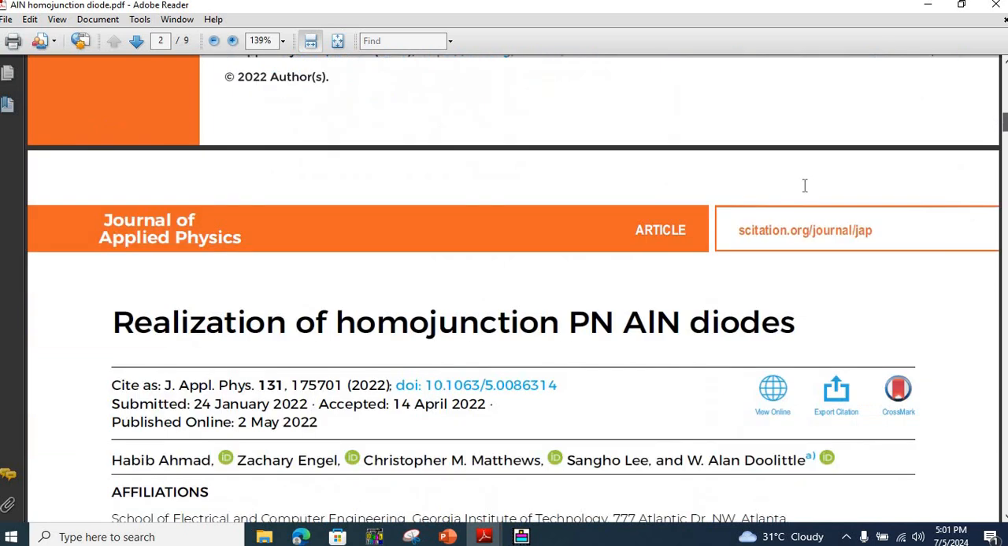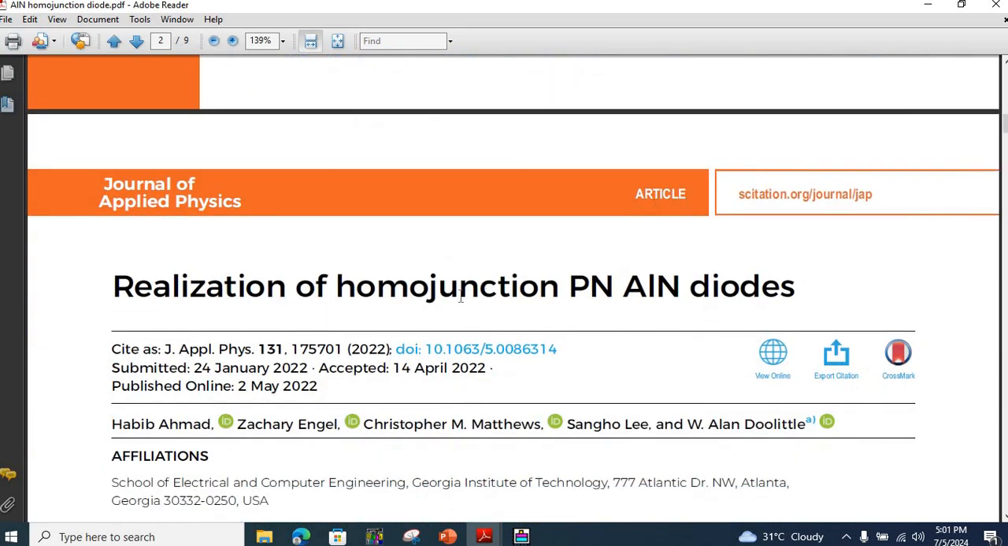Here we have demonstrated N-type doping of aluminum nitride, and we also demonstrated a homojunction PN aluminum nitride diode. As you can see over here, this is me in the author list, and this is my advisor, Dr. Doolittle.